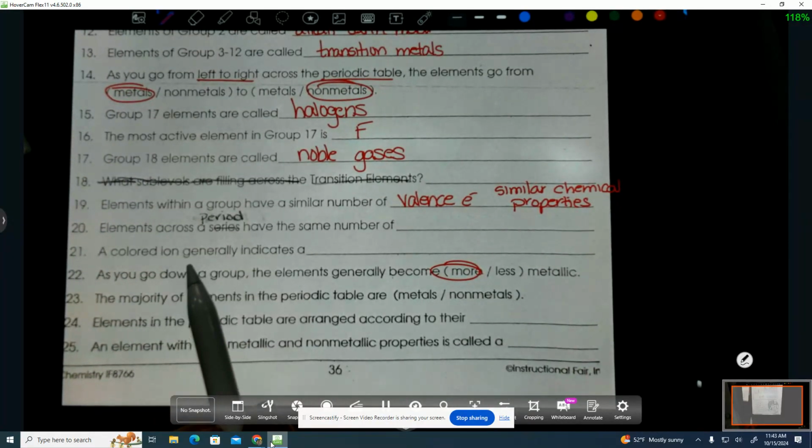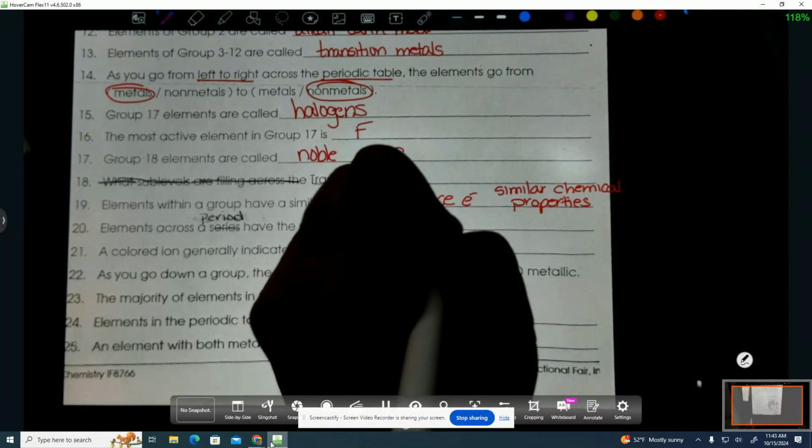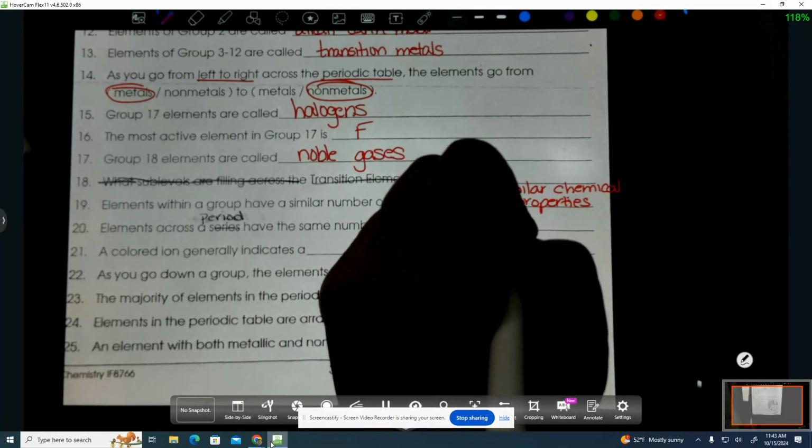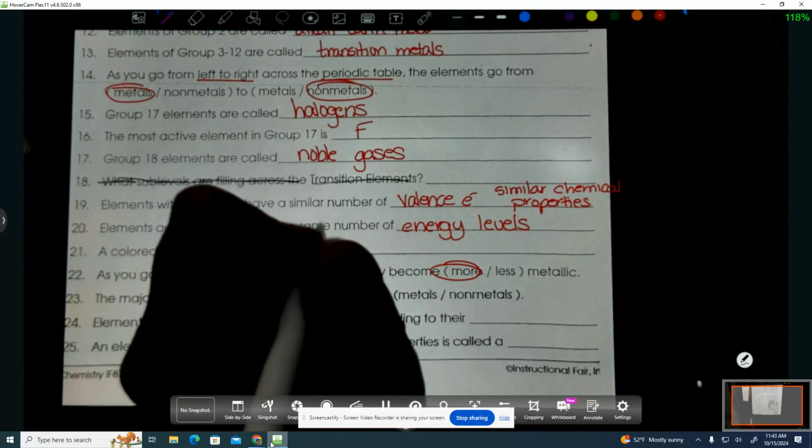All right, elements across a series. I changed the word to period because that's what we call them in Regents chemistry, periods. What do they have similar numbers of? Energy levels. See how smart you guys are? Good job.